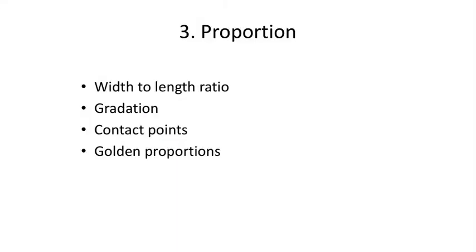Under the topic of proportion, there are four points that I want to talk about. One being the width to length ratio of the front teeth in particular. Gradation, I will explain what that is. We'll talk about the contact points between the teeth, and then we'll talk a little bit about the golden proportions.